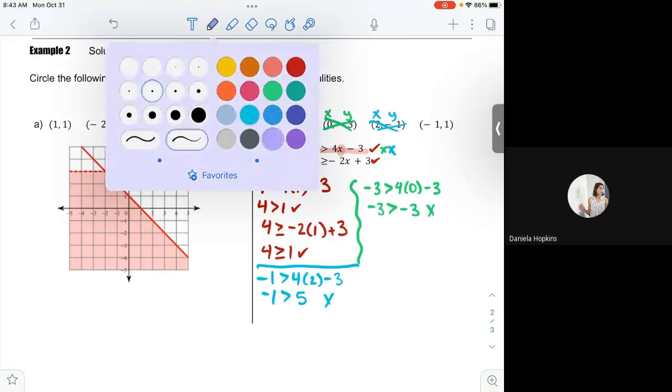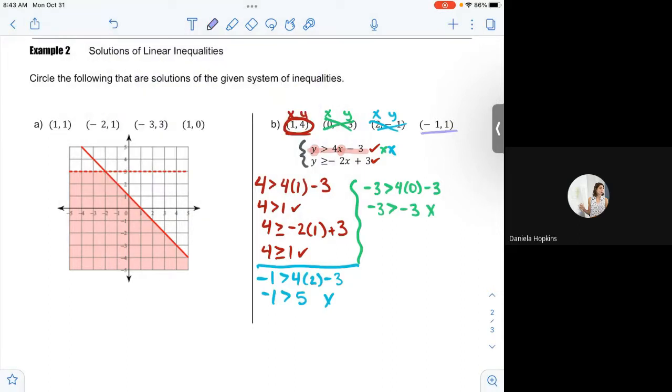Okay, next one I'll do in purple: (-1, 1). So now this is my new x, this is my new y. Plugging into the first equation, 1 is greater than 4 times -1 minus 3.